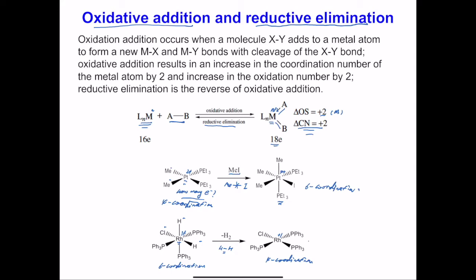That's reductive elimination. Normally we use RE to indicate a reductive elimination reaction, and OA to indicate oxidative addition. So those are two reaction models for transition metal complexes. Very important. We will see why they are so important in our next class.